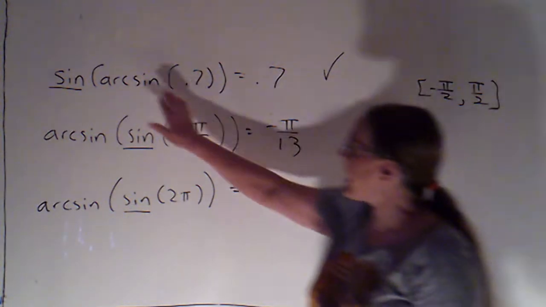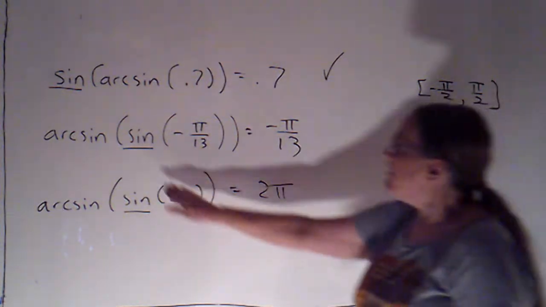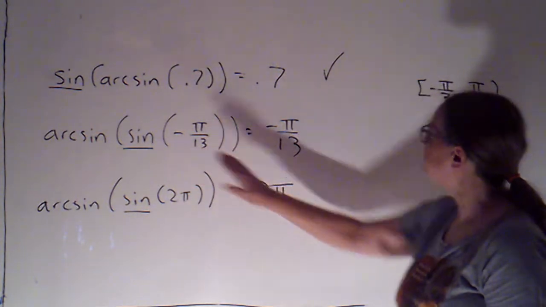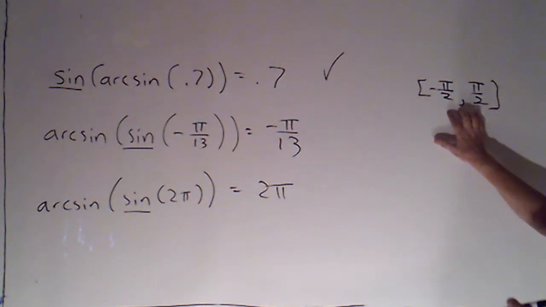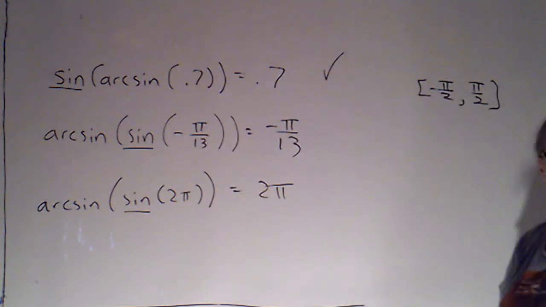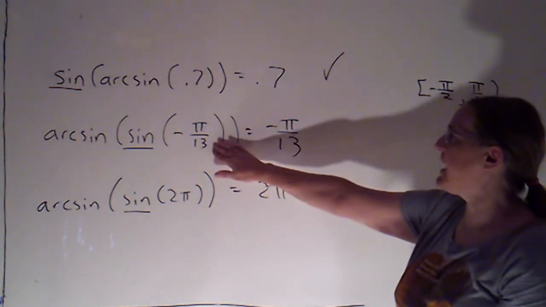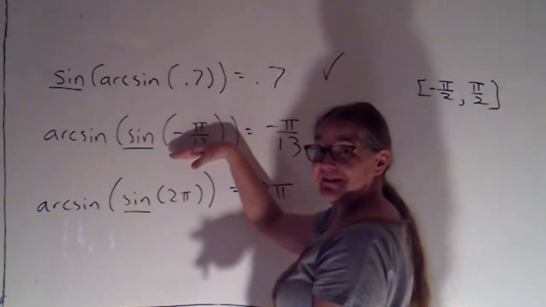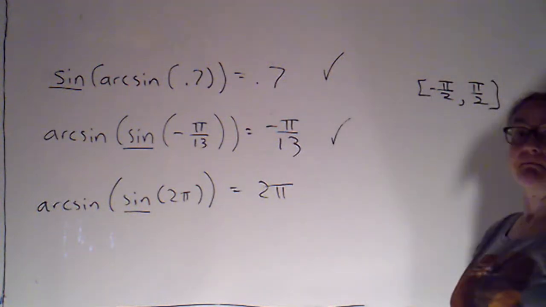Okay, so here I am composing inverse functions. They undo each other. I get 0.7. If I look here, what am I plugging into sine? Negative pi over 13. That's going to be in this interval because that's a negative acute angle. I can see the absolute value of this because 13 is way bigger than 2. The absolute value is smaller than pi over 2. So this would just be a negative acute angle in quadrant 4. So here I am working with sine on that restricted domain. And so arcsine can give me that.